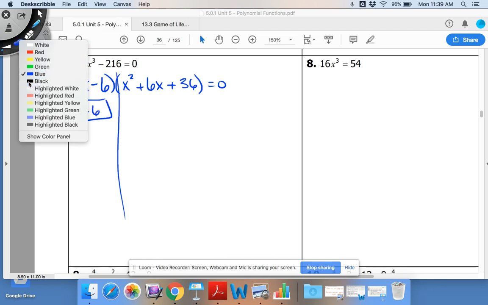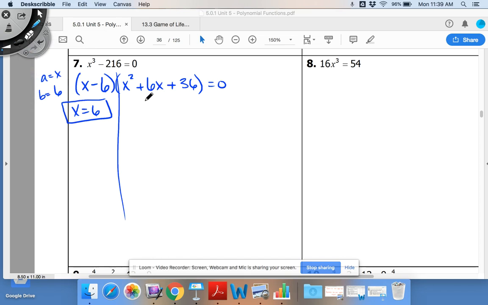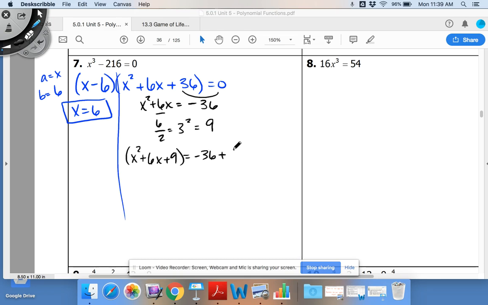This time we're going to do completing the square because I just want to practice that. So first thing we're going to do is we're going to move the 36 to the other side. Then I'm going to take my b value, which is 6, and divide it by 2, which would be 3. I'm going to square that, and that gives me 9. So I'm going to do x squared plus 6x plus 9 equals negative 36 plus 9. So I added 9 to both sides. Then I'm going to rewrite this as x plus 3 squared. And then whenever you add that, you would get negative 27.